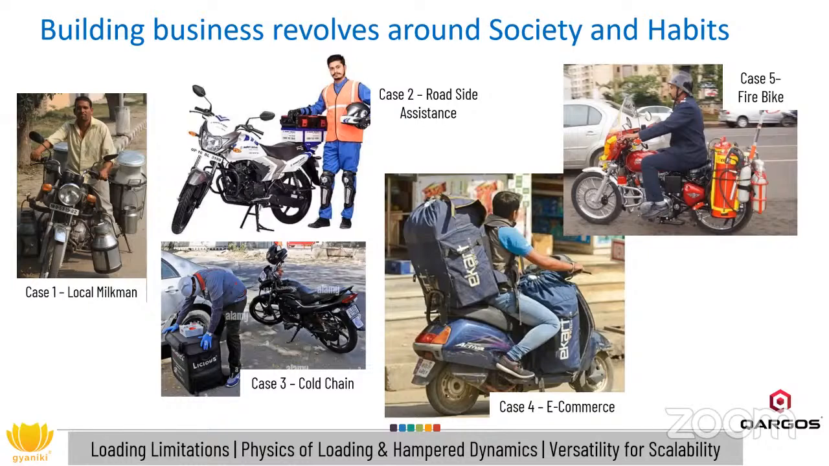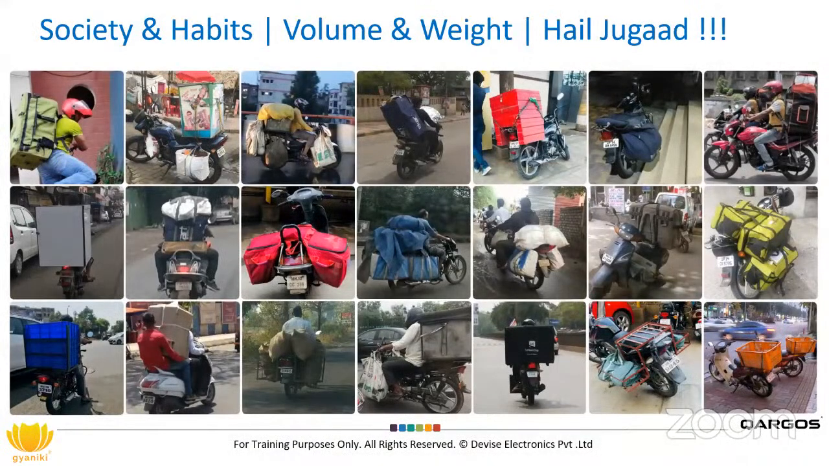As simple as that, Tata Ace was built around carrying load, and it was not built around only one application. So the differentiation is that you can modify the Tata Ace to be used as a van, as a milk van, or for any luggage carrying transportation. So that's one good example. We are building a Tata Ace on 2 wheels. So society and habits, volume and weight, jugaad. This is what you predominantly see.